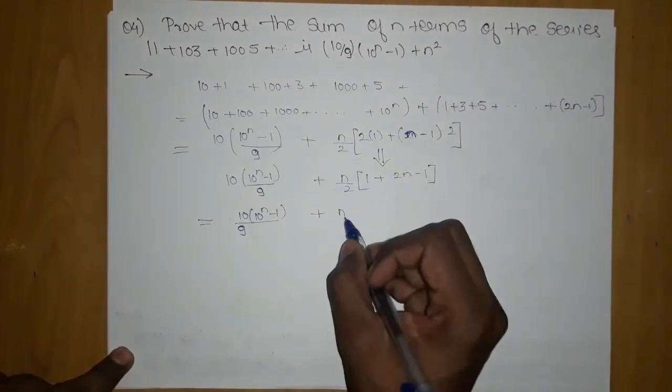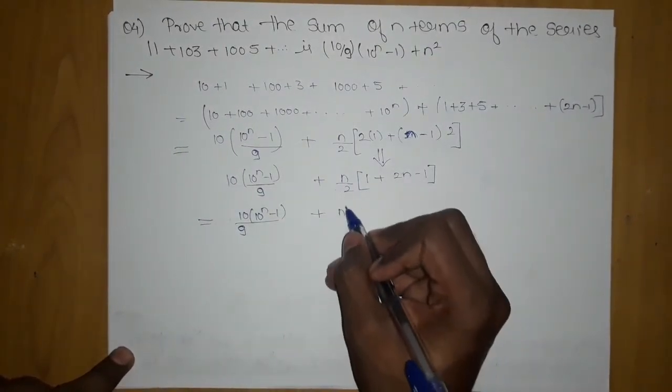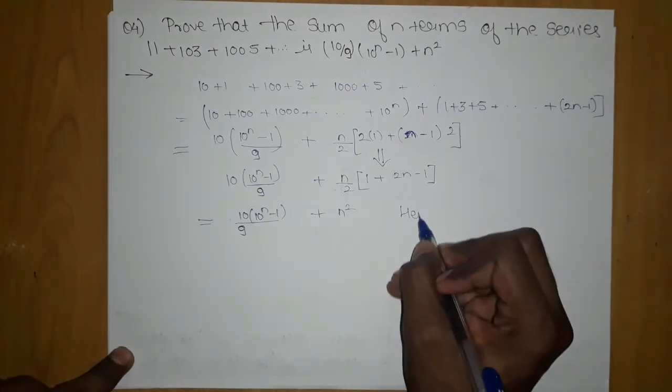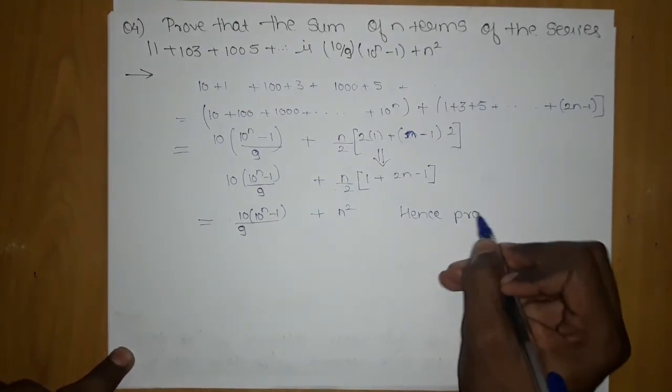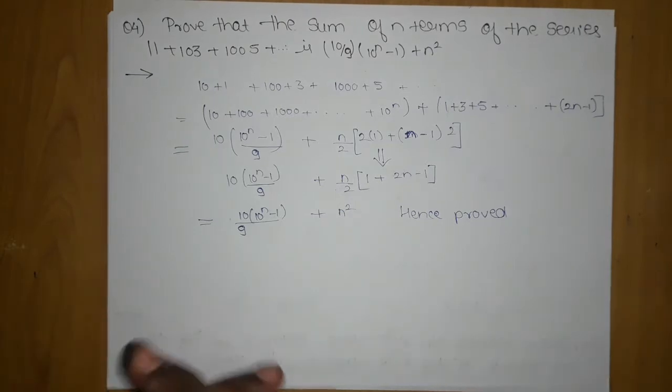You can clearly see 2 will cancel out, 1 is cancelling out, 2 will cancel out, n square. Hence proved. So we have proved this thing. Okay, so what was this thing? What I was telling earlier has come true in this question.